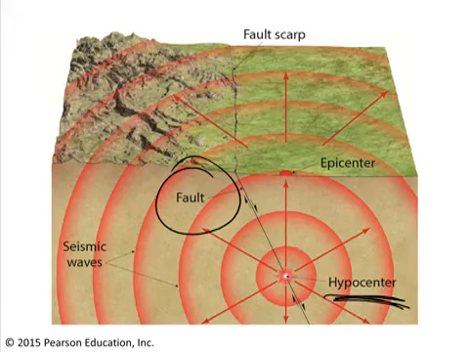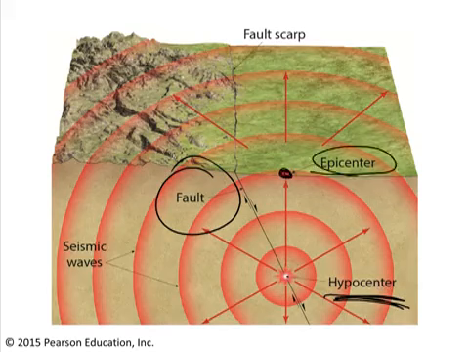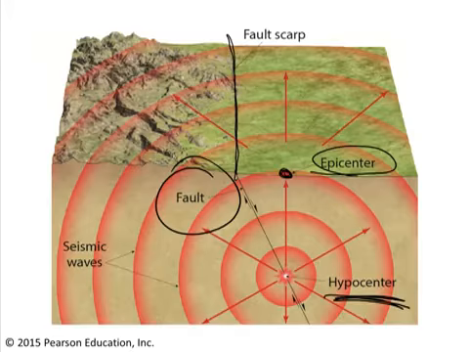Oftentimes in the news after a big earthquake, you'll hear a different term, and that is epicenter. Epicenter refers to the spot on Earth's surface directly above the hypocenter. Sometimes as the fault makes it all the way to Earth's surface, you'll get a fracture that actually shows up at the surface, and that's called a scarp.